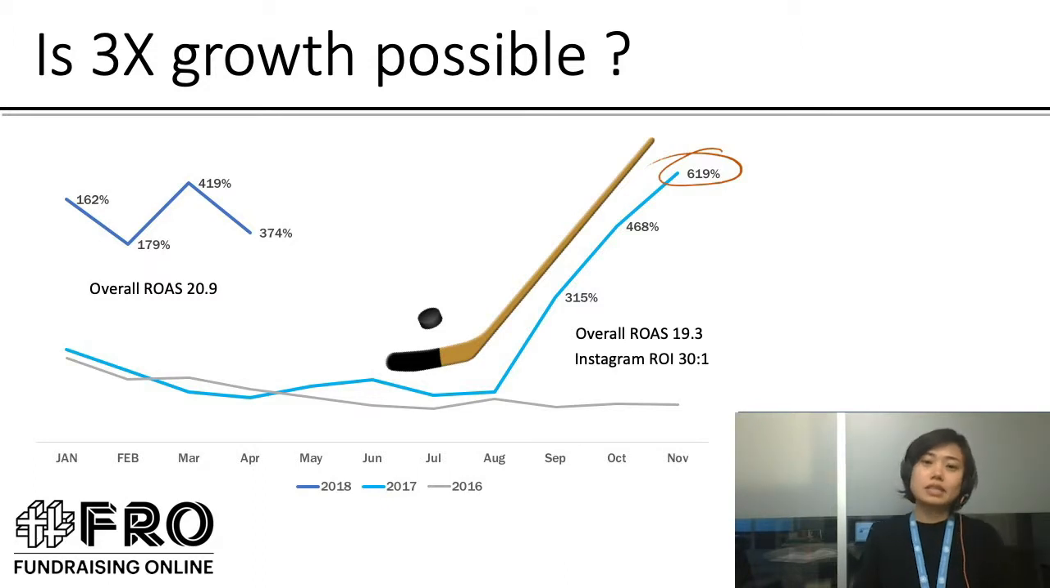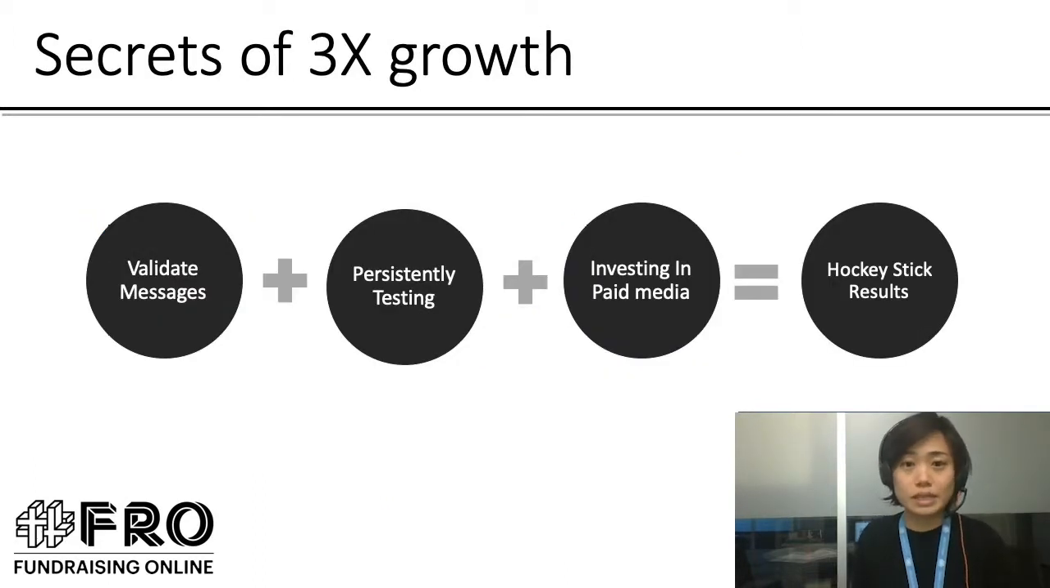The secret of their 3x growth is quite simple. These 3 elements helped them achieve the results. First, they validate the messages or creatives that they want to test even before launching any digital campaigns. Then they persistently test every different message, advertising platform, even their website platforms, etc. And once they found winning content or messages, they invest heavily in paid media. Let's quickly look at each element in the next slides.